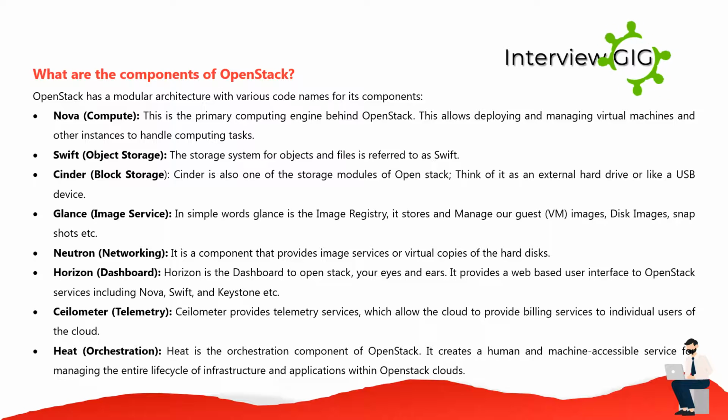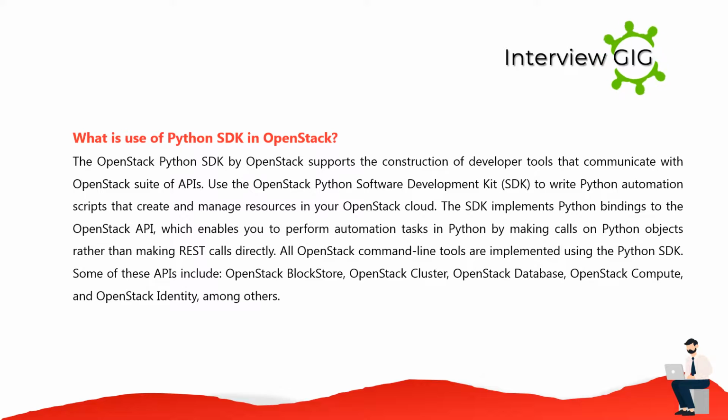Heat, orchestration: Heat is the orchestration component of OpenStack. It creates a human and machine accessible service for managing the entire life cycle of infrastructure and applications within OpenStack clouds. What is the use of the Python SDK in OpenStack?